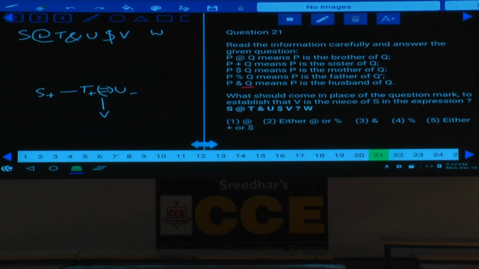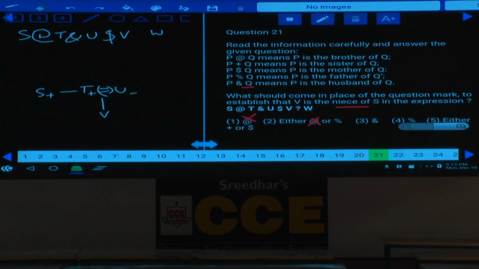Now we need to find out V is the niece of S. As V is the niece of S, V must be a female, isn't it? By taking which symbol can we represent this? If you take V @ W, @ means V is the brother of W. Now with the help of choice 1, are we getting the answer? No, because if V is the brother of W, then V is the nephew of S rather than niece. Hence choice 1 cannot be your answer. The symbol @ is completely ruled out.